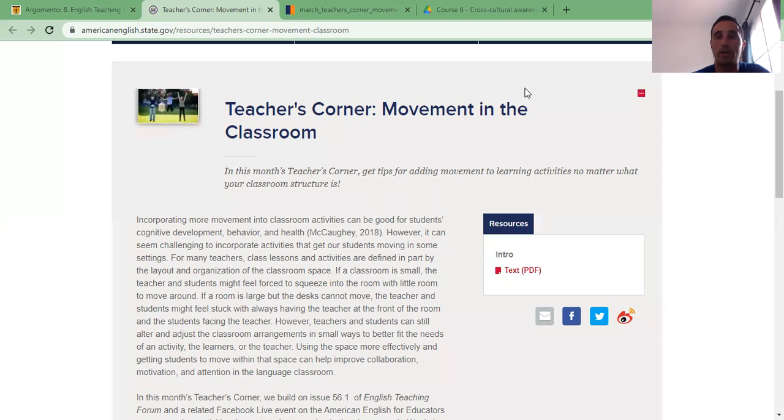So I found this article particularly interesting as it explains how incorporating movement is one of the greatest ways to engage students with the learning.